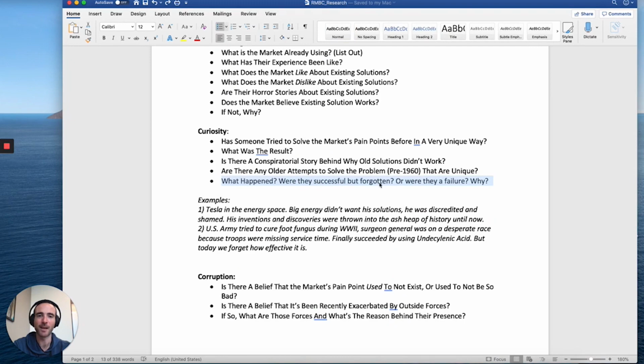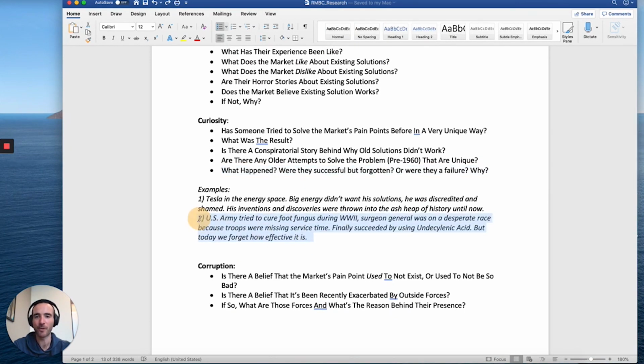And then we want to answer for older attempts: what happened? Were they successful but forgotten? Were they a failure, and why? I have two examples here that I've been using for a long time, but they're good ones. One is Tesla in the energy space. There's the idea that big energy and Edison and General Electric didn't want him sharing his energy discoveries with the world, and so he was discredited and shamed, and he died broke and a broken man, and never got the love he deserved, but really he was ahead of his time.